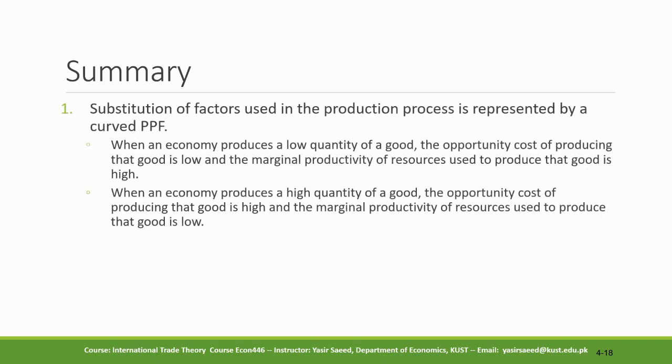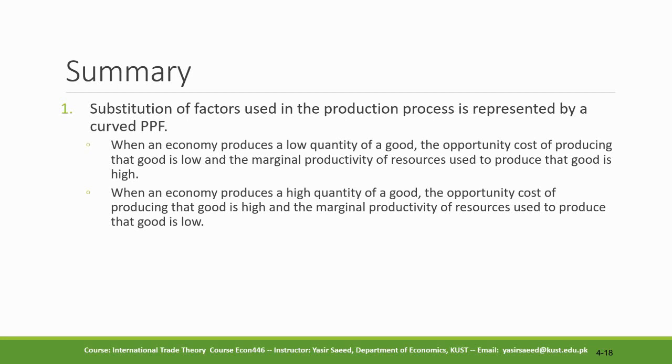So that is the end of our lecture, and let us summarize all the points that we have studied. Substitution of factors used in the production process is represented by a curved production possibility frontier. When an economy produces a low quantity of a good, the opportunity cost of producing that good is low, and the marginal productivity of resources used to produce that good is high. And when an economy produces a high quantity of a good, the opportunity cost is high, and the marginal productivity of resources used to produce that good is low.